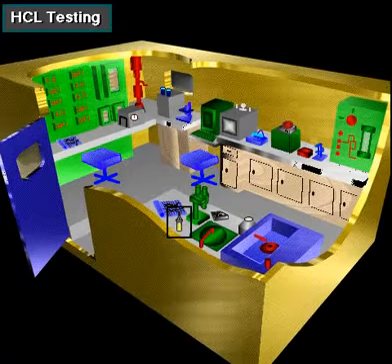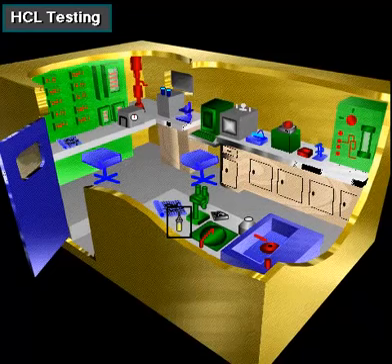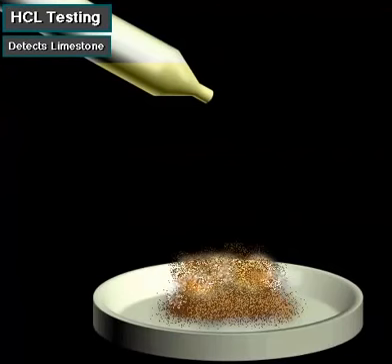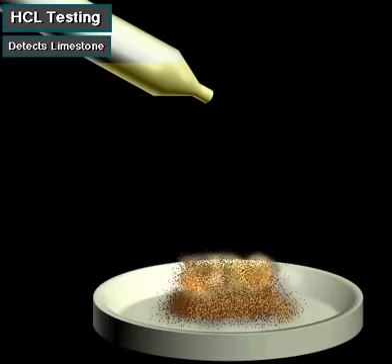Mud loggers use hydrochloric acid, or HCl, to test for limestone. If a logger puts a drop of hydrochloric acid on a sample, and the sample bubbles up or fizzes, then the sample contains limestone. Limestone sometimes holds hydrocarbons.